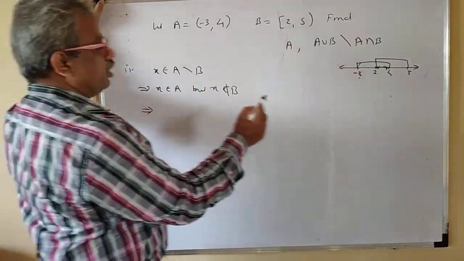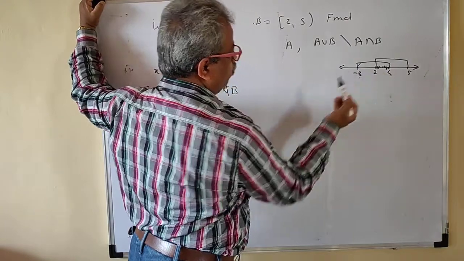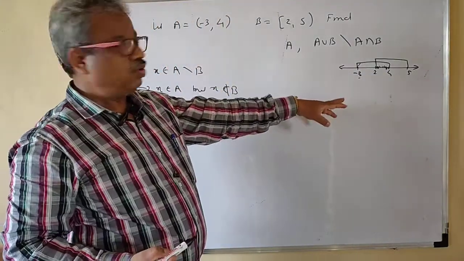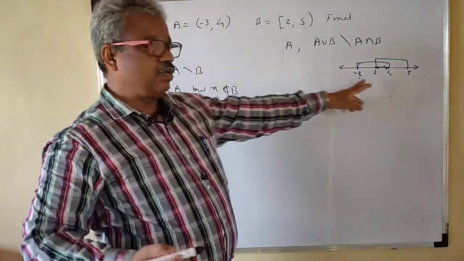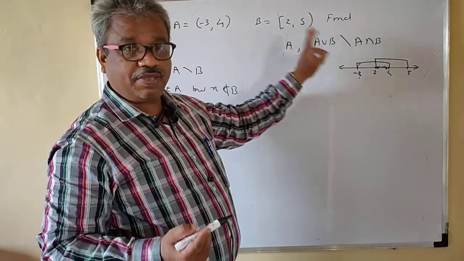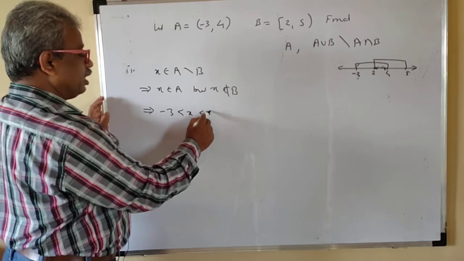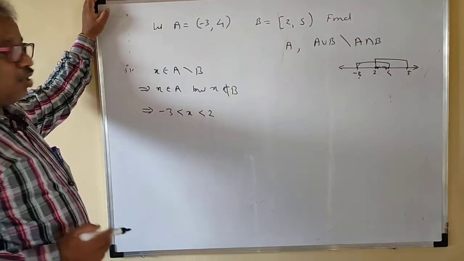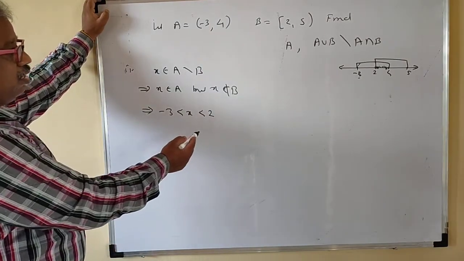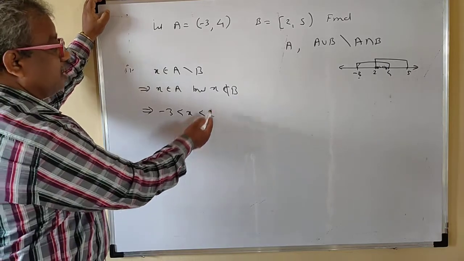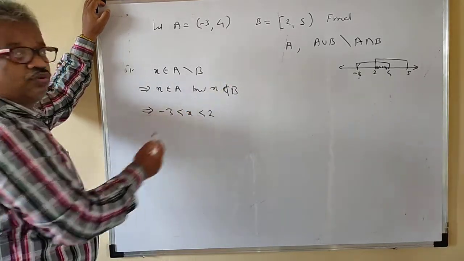So what does that mean here? Now see, minus 3 to 2. Those numbers are in A, but not in B. Your 2 is in B now. So that means minus 3 less than x, strictly less than 2, right? All these numbers. Now 2 is in B, so you cannot take 2 here.